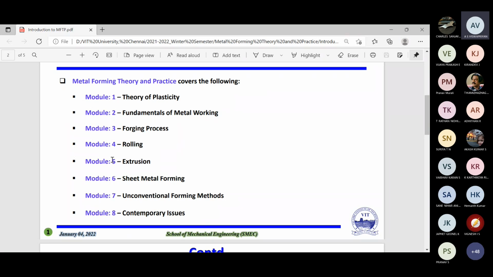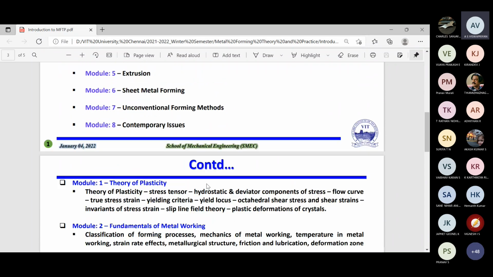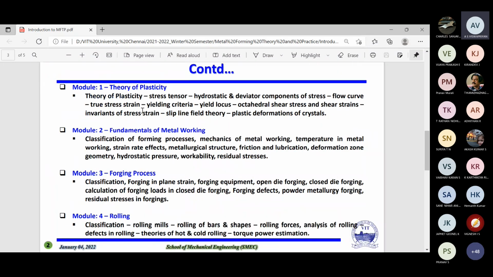And then some processes, which are actually the secondary processes. Of course I will explain what the primary process and the secondary process are, and we will cover the secondary processes of forging, rolling, extrusion, then sheet metal forming. And then after that, we will cover the unconventional forming methods. And then we have some contemporary issues, like we'll arrange some guest lectures, as we have done in the previous semesters.